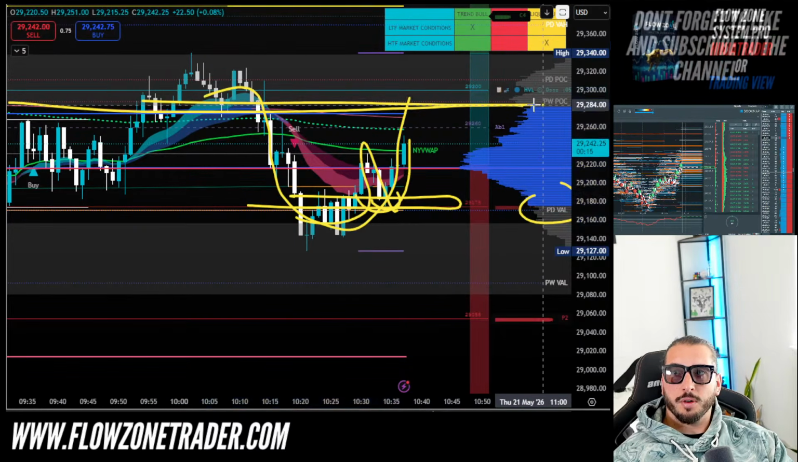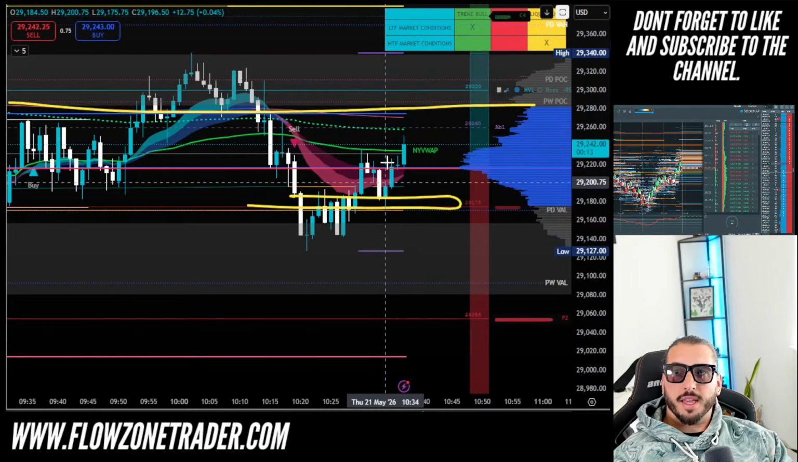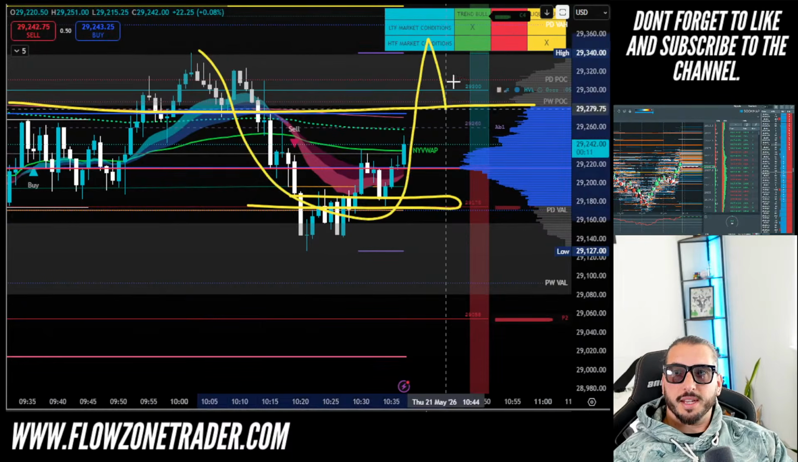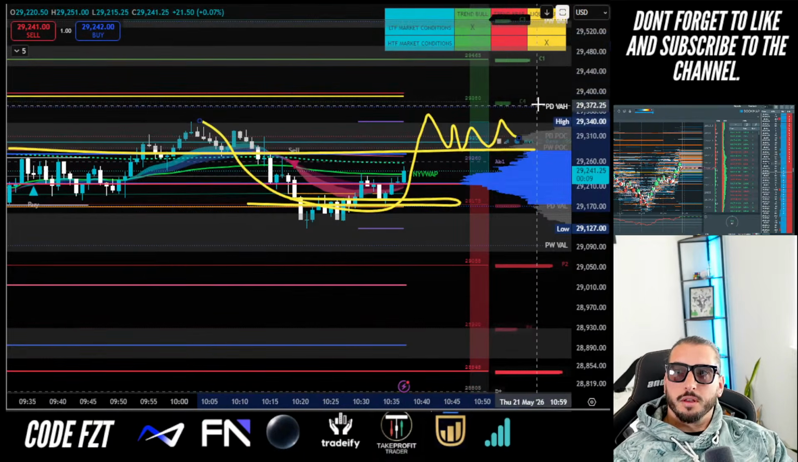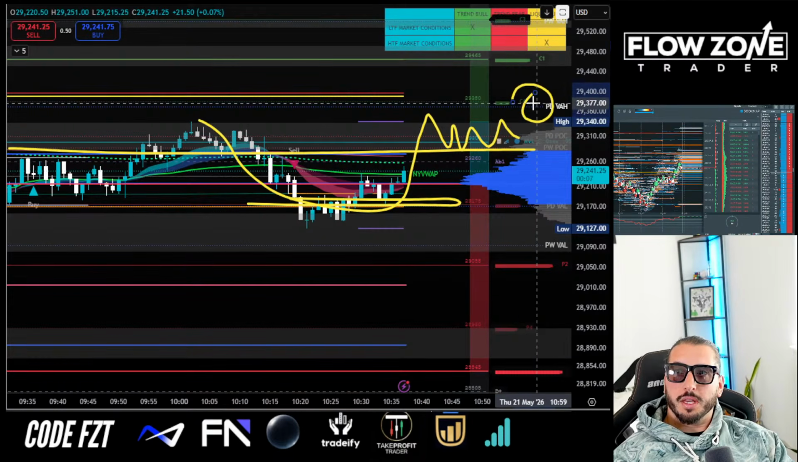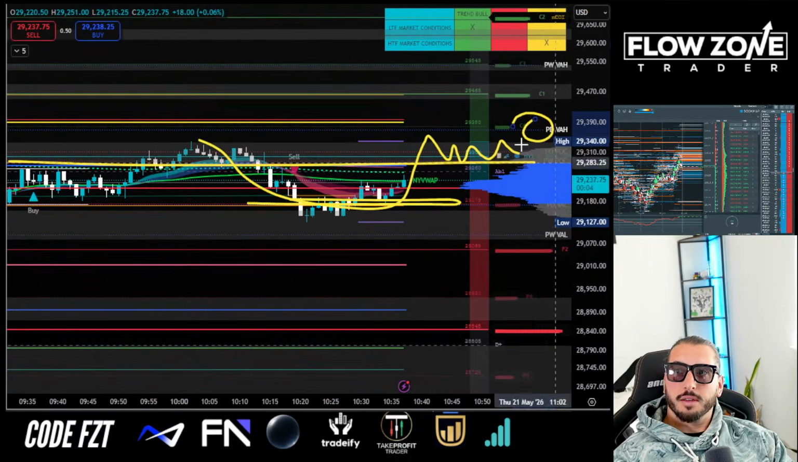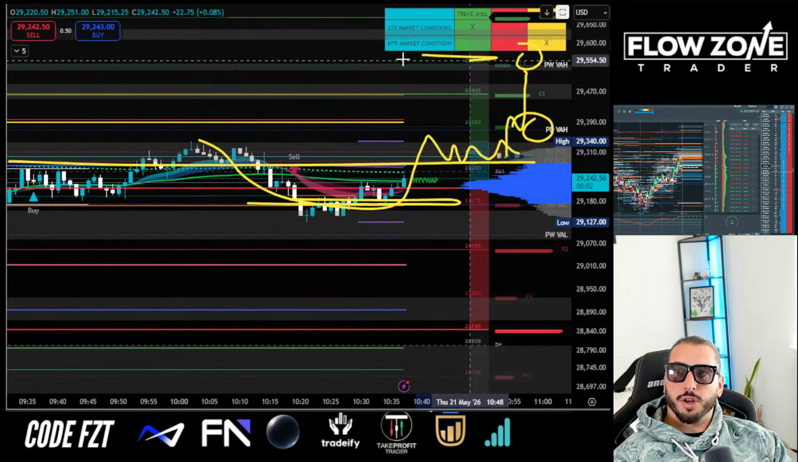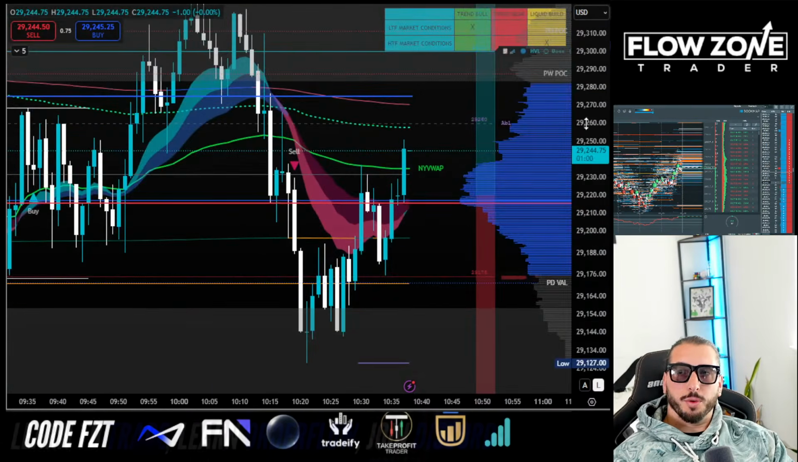So their target now would be 85s. And if they get back above this, they will come for this, which would be 370s. And above this, they will try and rotate to previous week value. We're just in a rotation.